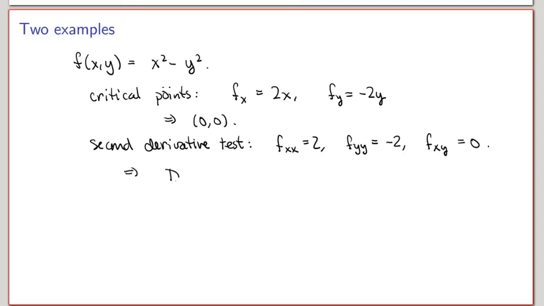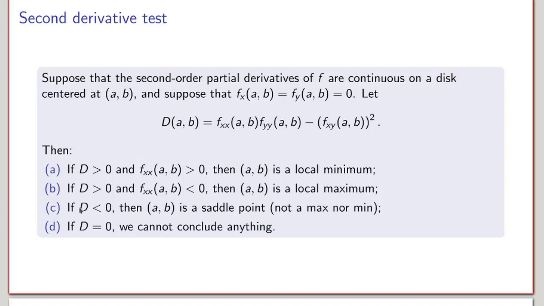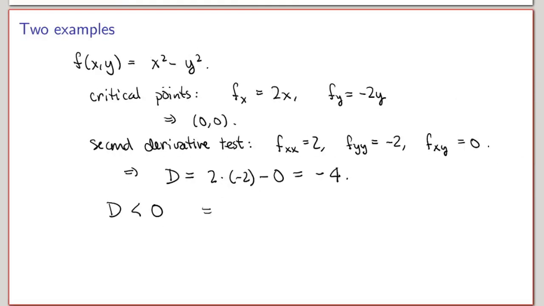So from this I conclude that D is equal to 2 times minus 2 minus 0, which is equal to minus 4. So I am in the case where D is less than 0, and if I look back at the second derivative test, I'm in case C, from which I conclude that the origin is a saddle point. So it is neither a local maximum nor a local minimum.